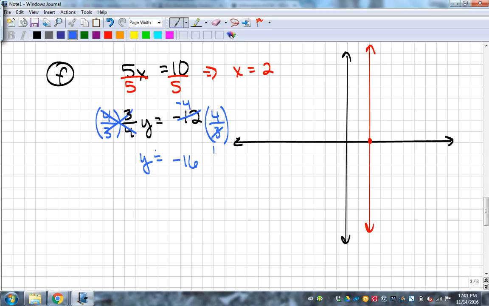So -16 is way down here. I'm not going to have room. So I'm going to change the scale on my y-axis to going by 4s. So that this is -4, this would be -8, -12, and then there's -16. Horizontal line going right through there.